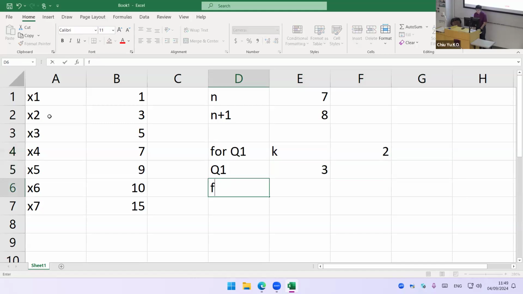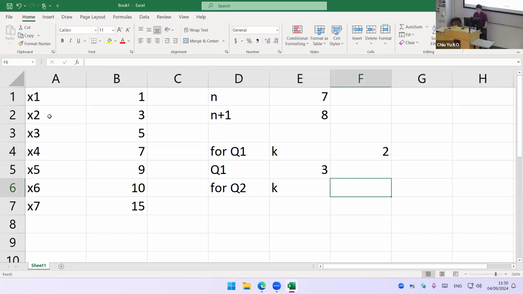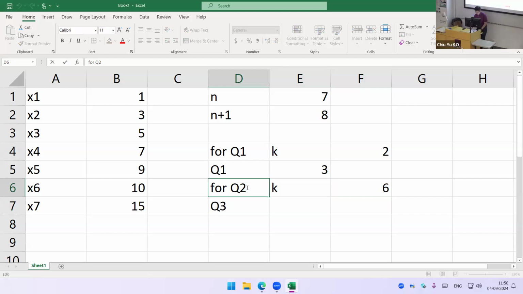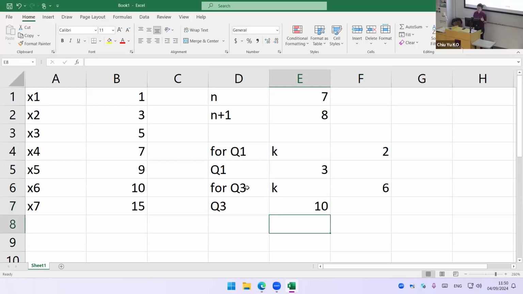For Q2, what is k? k will be 8 times 3 over 4, which is 6. And that's how we get Q3, which is 10. IQR will be 7.